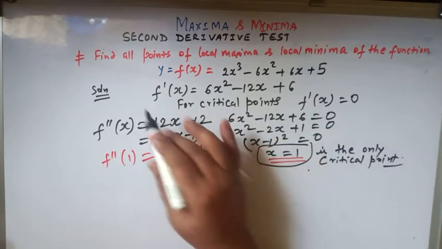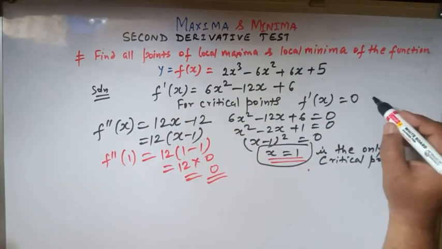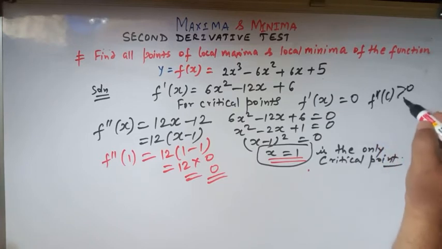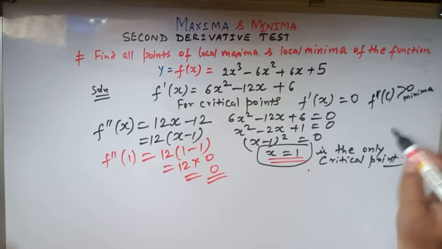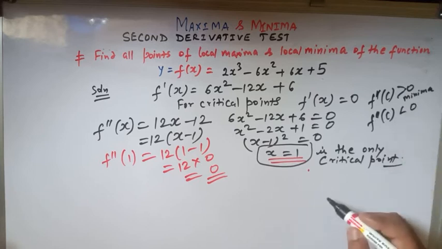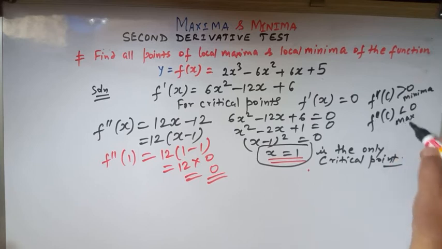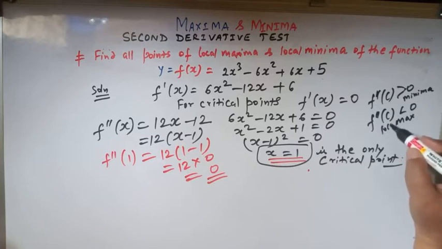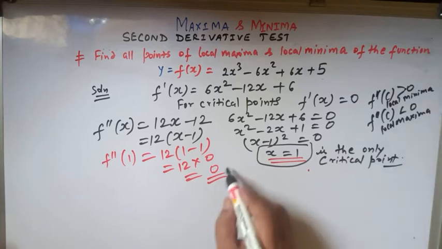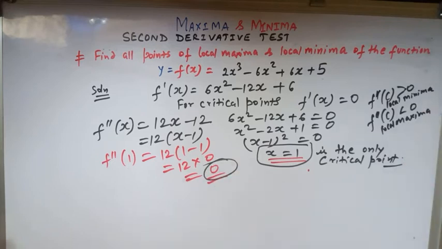Because in the second derivative test we know that if f''(c) is greater than 0, then it is a point of local minima, and if f''(c) is less than 0, then it is a point of local maxima. But here we get 0. So now we will have to go back to the first derivative test.